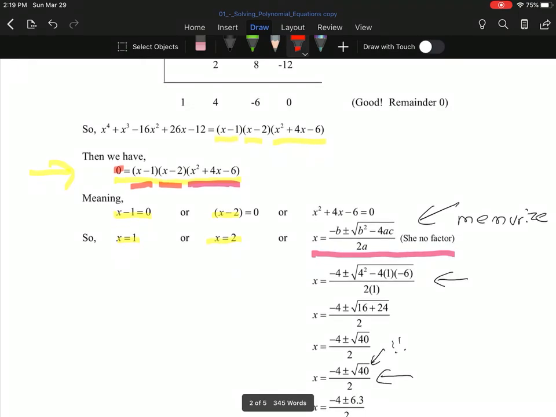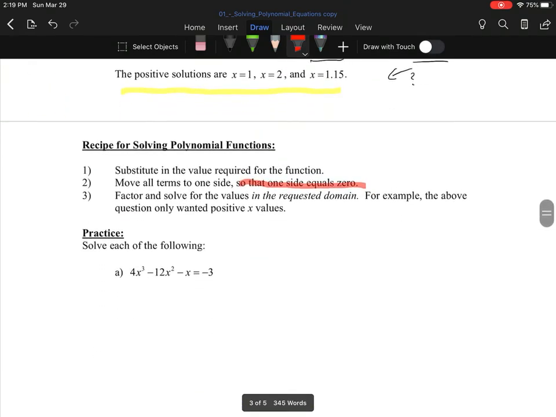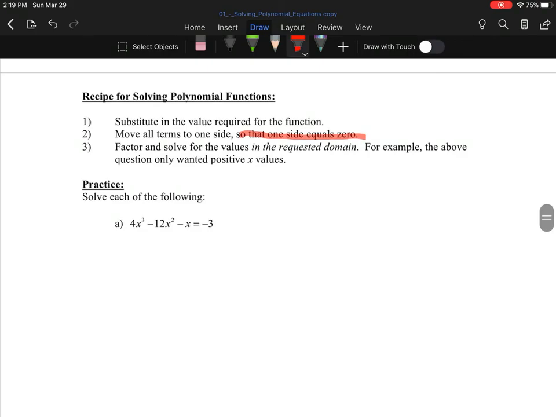That's the whole reason we do the factoring, is because it tells us that each factor then must be a 0. Only works for the number 0. And then factor and solve for the values in the requested domain. For the example above, the question only wanted positive values. So all that's left here in this lesson is two more examples of that.